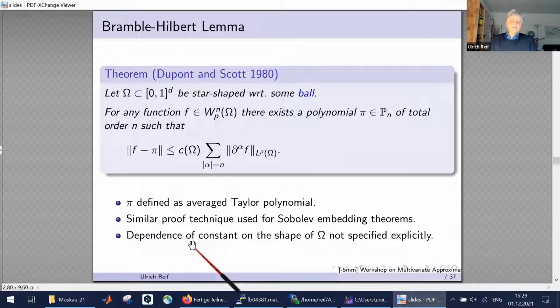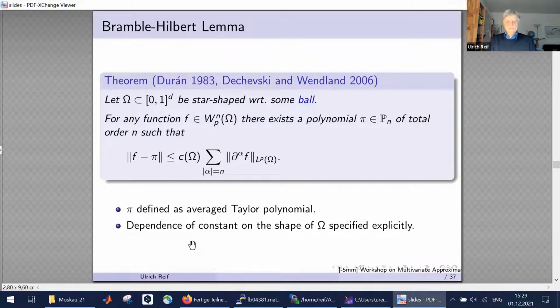And what is great about this paper, the dependence of the constant on the shape of omega. Oh no, not yet, sorry. I confused that. In this paper, the constant is not specified. It's also simply an existence result. This was done three years later by Durán, I think he's pronounced. Again, we have star-shapedness with respect to a ball. And in this paper, the constant is specified explicitly, at least in principle. It's computable, this constant, in a given setting.